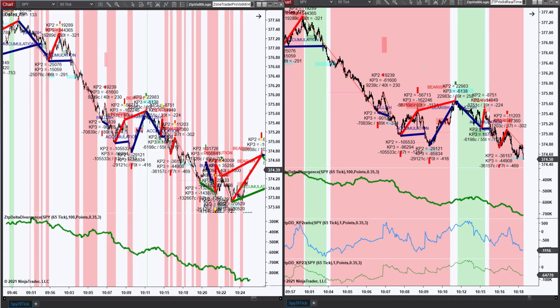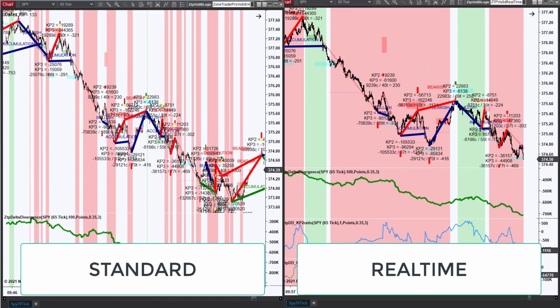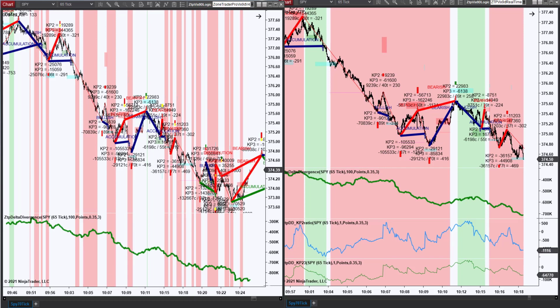Welcome traders. ZoneTraderPro is pleased to announce that we have a new Bloodhound Vix template. What is different in this template, as you can see on the chart on the right, is that we are getting real-time signals from the VIX with this chart. The chart on the left is the standard VIX chart that is in the template that traders currently have.